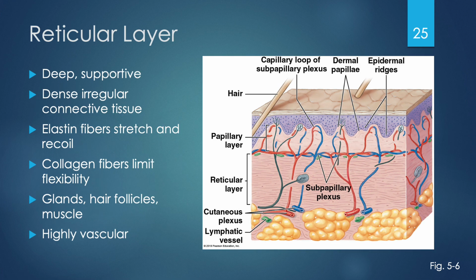The reticular layer is the deeper of the two layers of our dermis. So it is a deeper layer, and it is supportive and is comprised of dense, irregular connective tissue. And that is really important to help hold things together. There are some elastin fibers that are present here, and those will both stretch out and recoil. Collagen fibers are also present, and what they do is they limit the flexibility. So elastin fibers can stretch out quite a bit, but we need collagen to kind of anchor it down just a little bit more, and so it maintains its integrity.